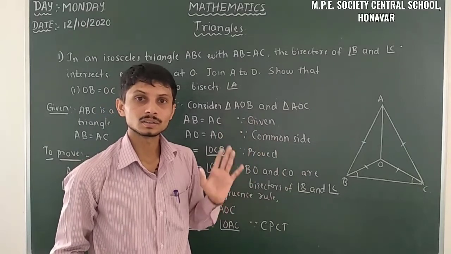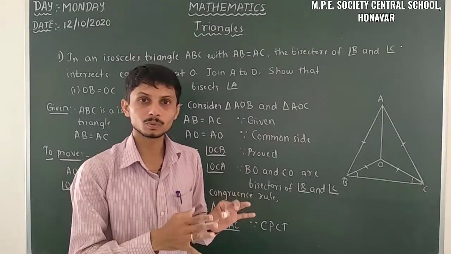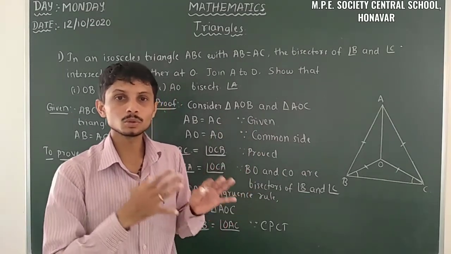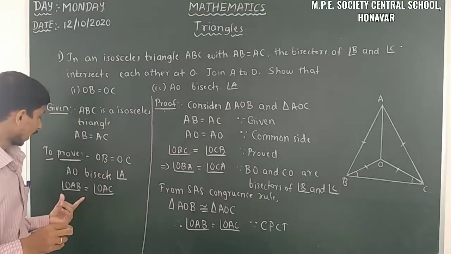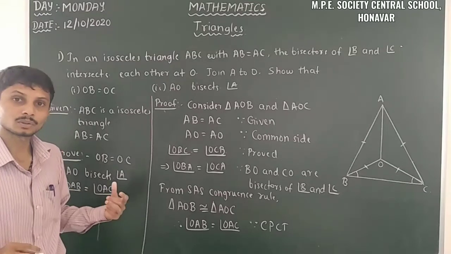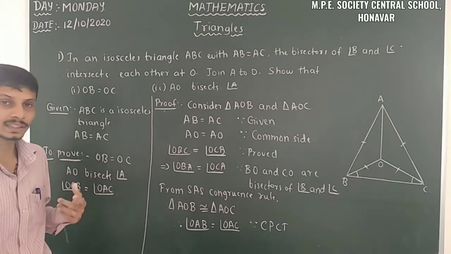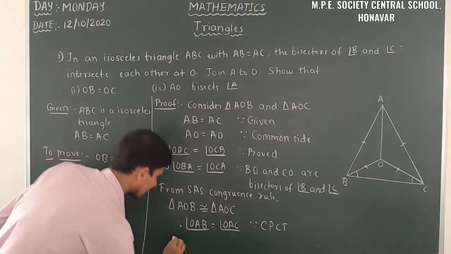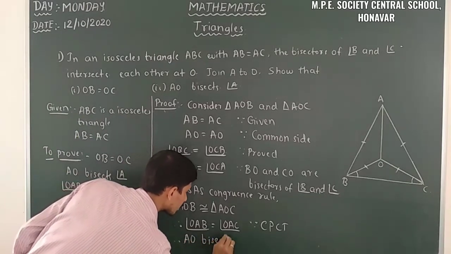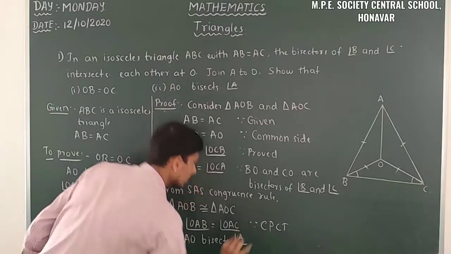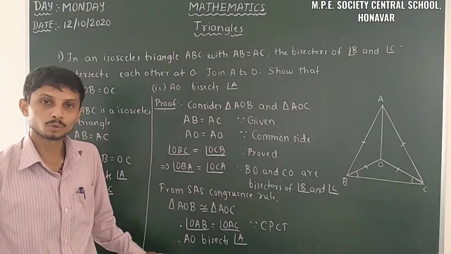So we have the proof. We already proved those two parts: OB is equal to OC, and angle AOB is equal to angle AOC. So that becomes AO bisects angle A. Therefore, AO bisects angle A. So we have the proof.